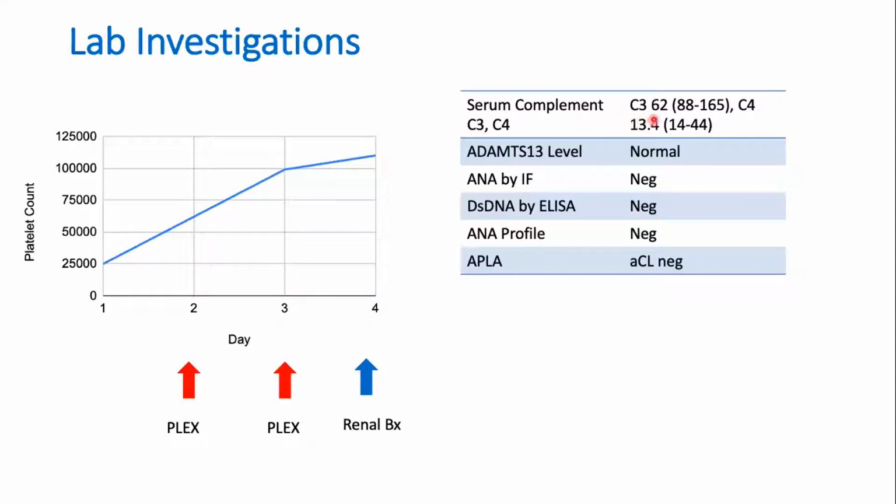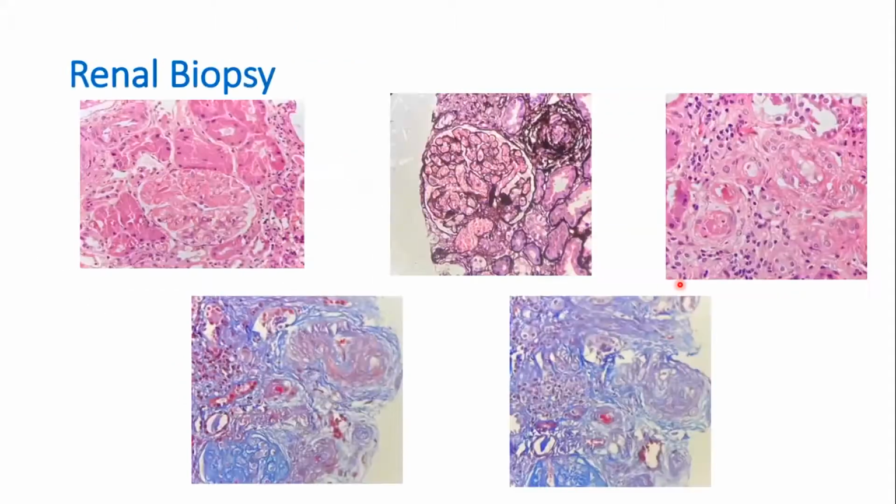Subsequently, his complement also turned out to be low. C3 was low, and C4 was borderline low; 14 was the cutoff, and it was 13.4. ADAMTS13 level was normal, and the rest of the profile was normal. In APLA, we got only ACL at that time, and that was negative.